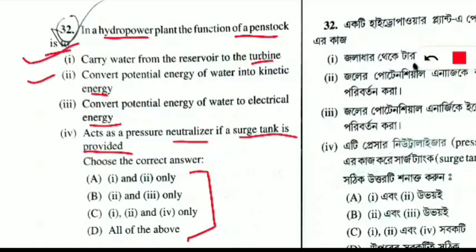Yes, the function of a penstock in the hydropower plant is to carry water from the reservoir to the turbine, and it converts the potential energy of the water into kinetic energy. So later on it is converted into electrical energy. These other 2 statements you should not remember, they will confuse you. Only the first and second are the function of a penstock in a hydropower plant. Let's move to the next question.